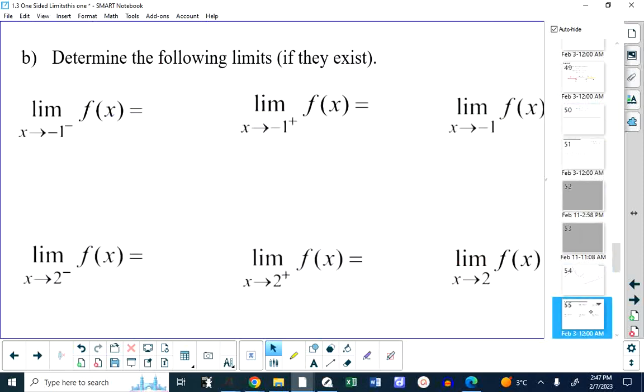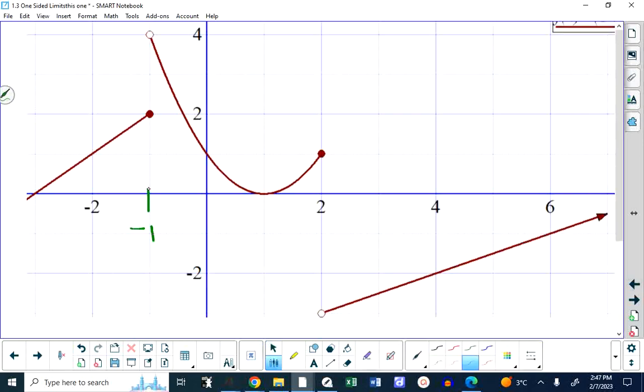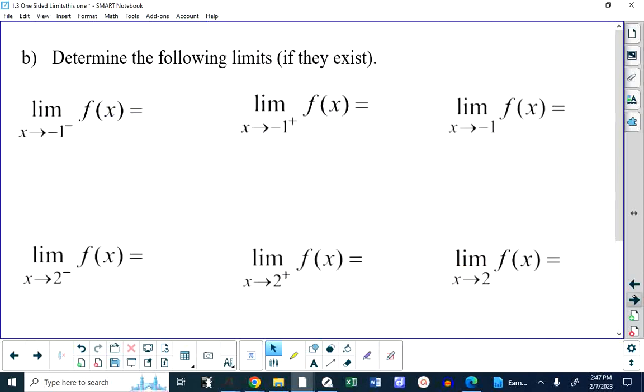So, we want to know the limit as x approaches -1 from the left. Well, here's -1. Here's our point on the function to the left of -1. As we get closer to -1, y will approach 2. However, when we're on the right-hand side, as we get closer to -1, y will approach 4. So the left-hand limit is 2, the right-hand limit is 4.